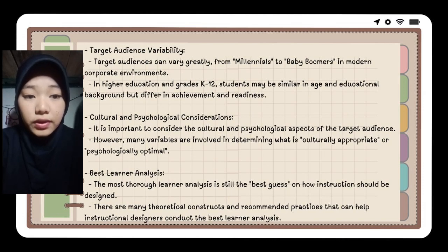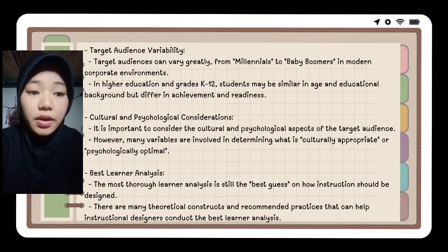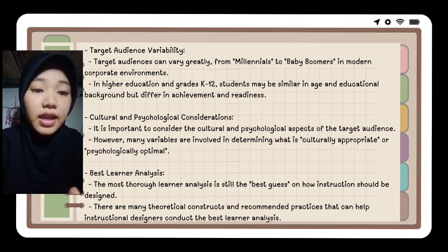While it is important to carefully consider the cultural and psychological aspects of the target audience, the number of variables involved in determining in advance precisely what will be culturally appropriate or psychologically optimal instruction is beyond our current control. The most thorough linear analysis is still a matter of taking a best guess at how the instruction should be designed to work efficiently and effectively for the target audience.